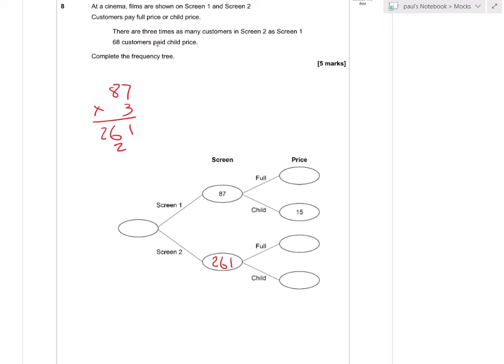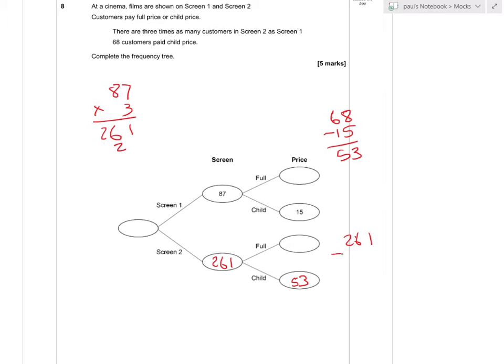Now, what are we doing? 68 customers paid the child price. Oh, right, okay. So 68, take away the 15 that we've got there, is 53. So there must have been 53 down there. And in here, this will be 261.